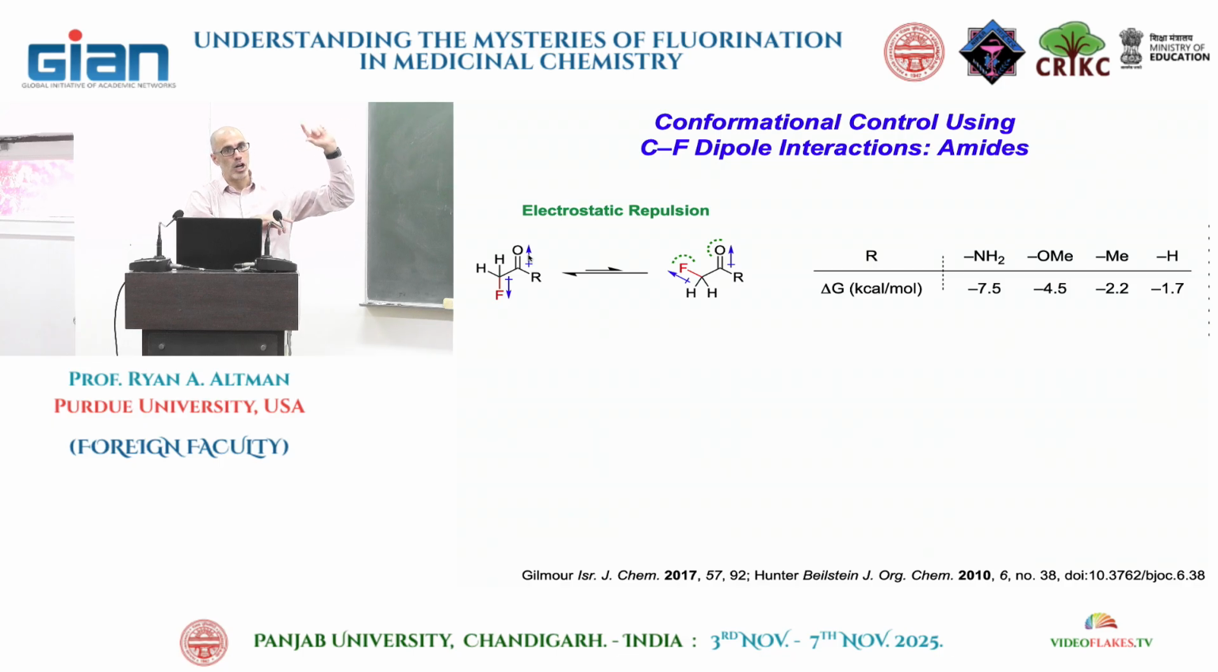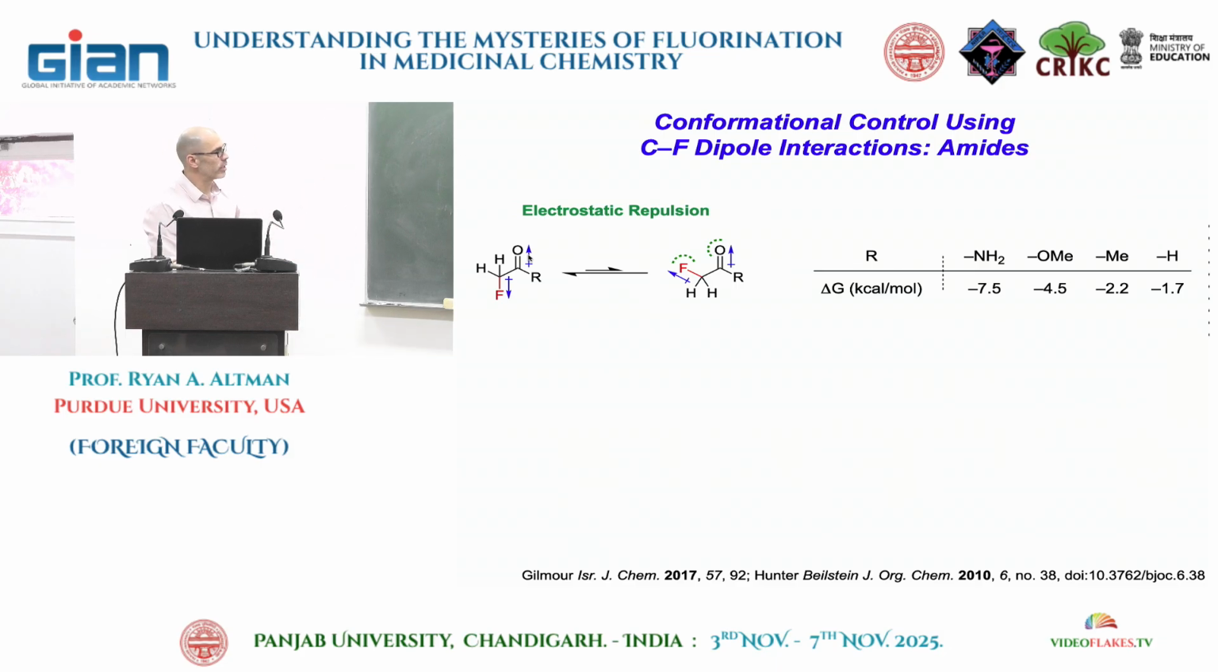You have the carbon-fluorine bond as a dipole. You have the carbon-oxygen bond as a dipole. Carbon-oxygen double bond, right, and it has a dipole. The dipoles are cationic on the carbon. They're anionic over on the fluorine or the oxygen.